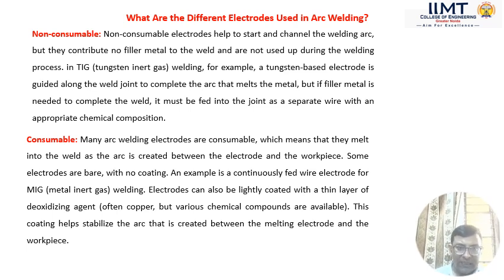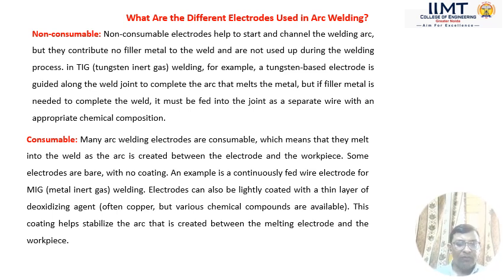Non-consumable electrodes help to start and channel the welding arc, but they contribute no filler material to the weld and they are not used up during the welding process. In tungsten inert gas welding, for example, a tungsten-based electrode is guided along the weld joint to complete the arc that melts the metal, but filler metal is needed to complete the weld. It must be fed into the joint as a separate wire with an appropriate chemical composition. The simple thing is that in a non-consumable electrode, there is no consumption of the electrode. It is already in its name.